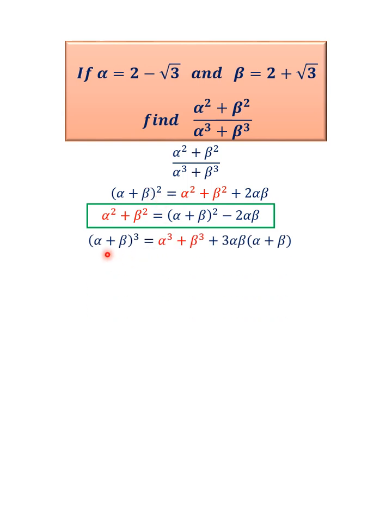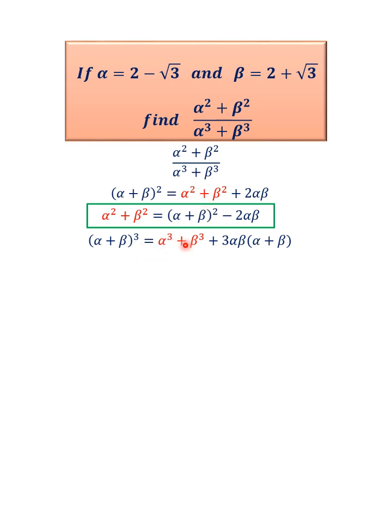Similarly, alpha plus beta all cubed will be equal to alpha cubed plus beta cubed plus 3 alpha beta into alpha plus beta. This is an identity as well. If you memorize this identity, it is fine. But if you don't know it, you can take your time to expand alpha plus beta all raised to power 3. If you do that carefully, you are going to arrive at this. Either you memorize this or you know how to expand it yourself. We are looking for alpha cubed plus beta cubed, which is the denominator.